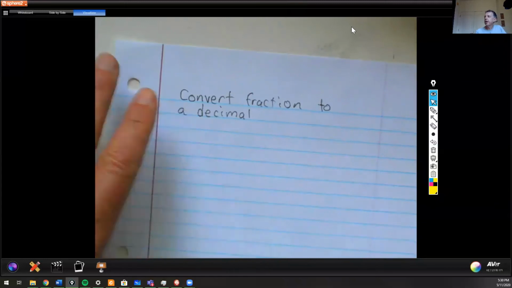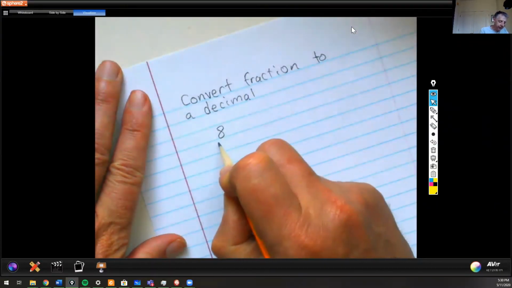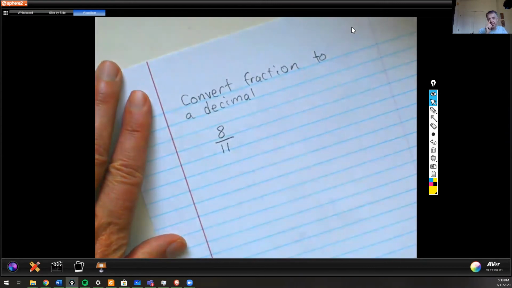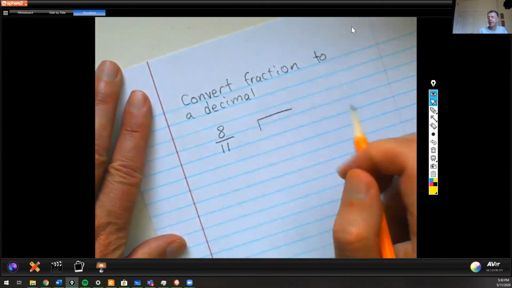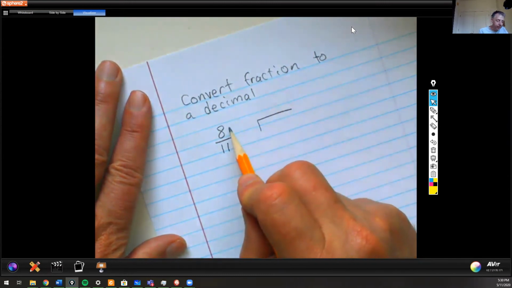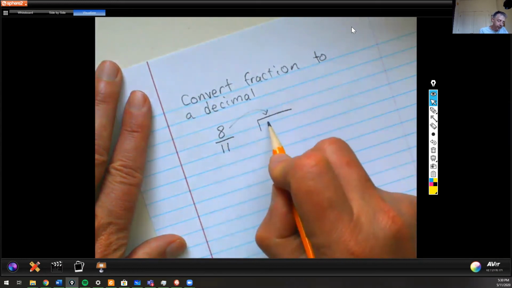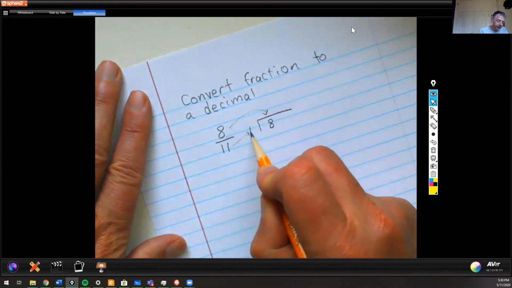So what I'll do is I'm going to take 8, that was my numerator, and I'm going to then put down my denominator, which is 11. Now the key to converting a fraction to a decimal is dividing the numerator. I kind of think of it as jumping into a pool. The numerator jumps into the pool. The denominator comes on over to see what's going on.